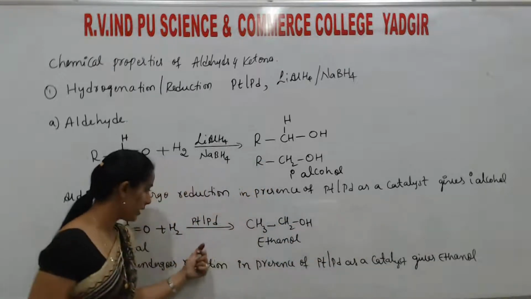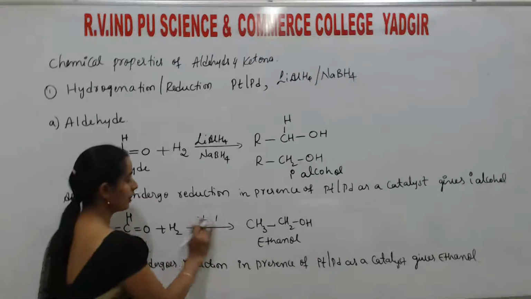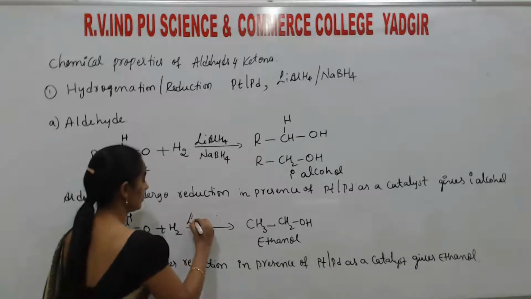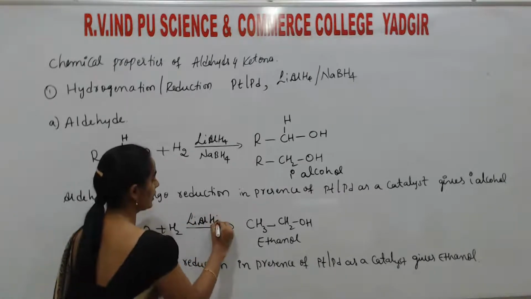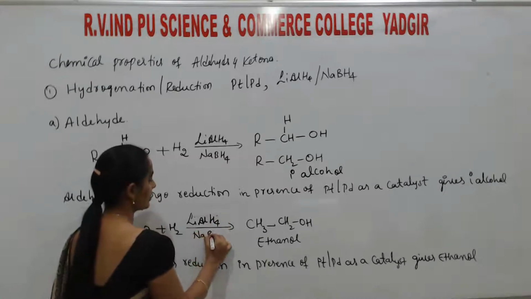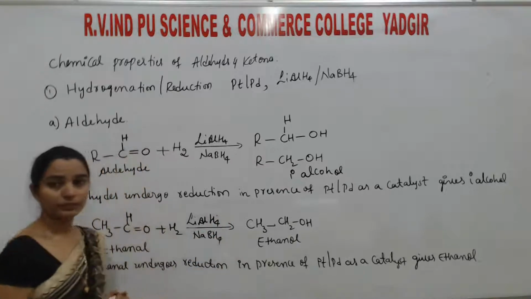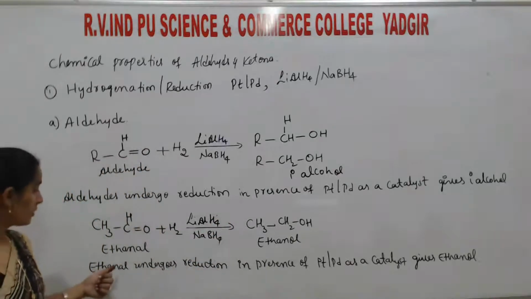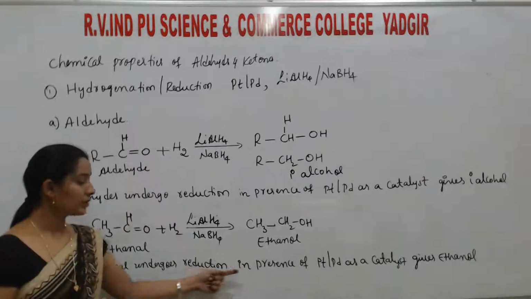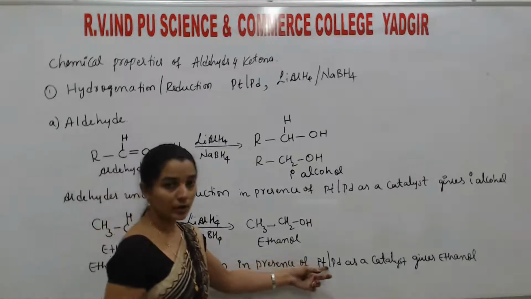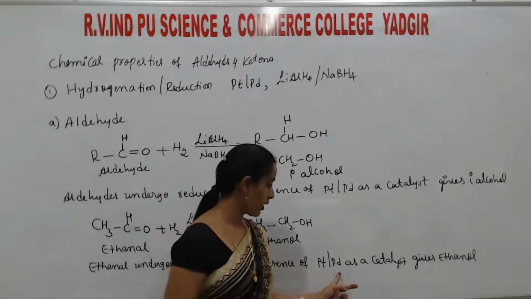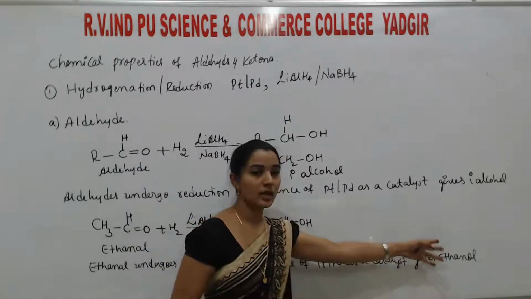Similarly, here if you replace this one by lithium aluminium hydride and sodium borohydride. Okay, so then what happens? This ethanal undergoes reduction in presence of lithium aluminium hydride or sodium borohydride as a catalyst and gives ethanol.